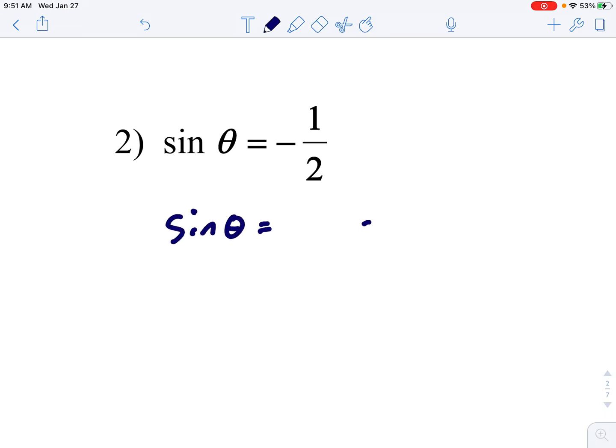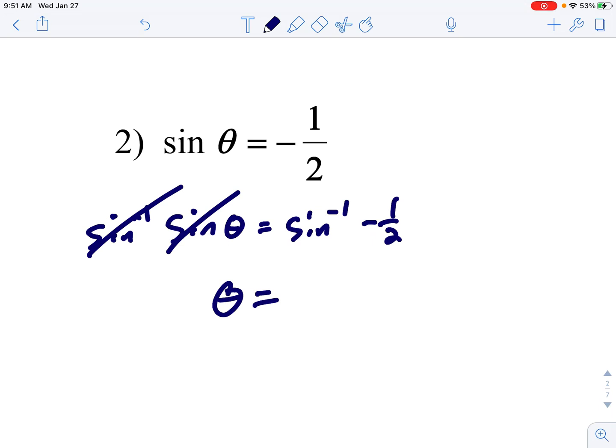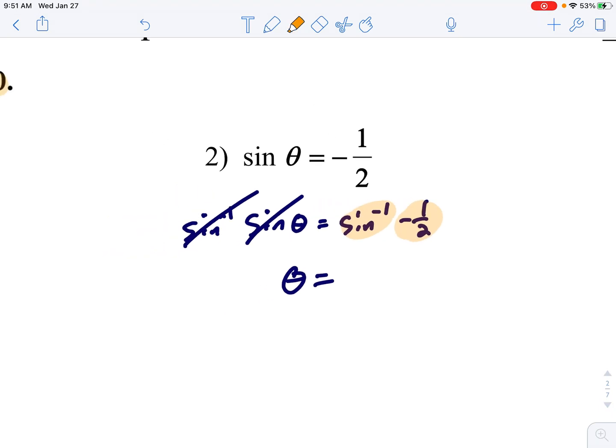I'm going to rewrite the equation like so. Notice I'm leaving a space here, kind of like we did with logarithms. Because to solve this, you need to take the inverse sine, and you have to do that on both sides of the equal sign. The inverse sine over here cancels sine out. The other side, inverse sine of negative 1/2, should be our answer.